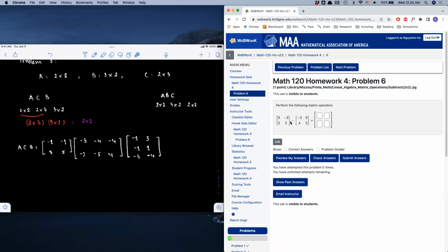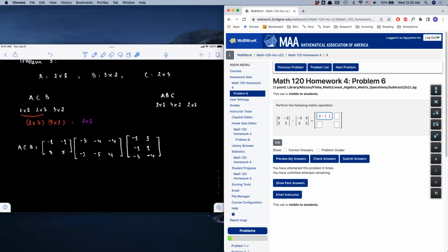So you do 9 minus -3, then you do -3 minus 9. All right, so let me quickly do that. This should be simple enough, right? So 9 minus -3. Right, that's the first entry. The second entry is -3 minus 9. The first entry in the second row is 2 minus 4, and the last entry is 5 minus 5, right?